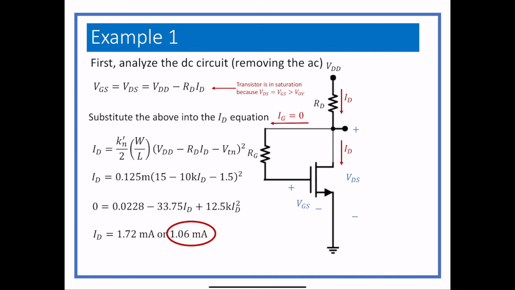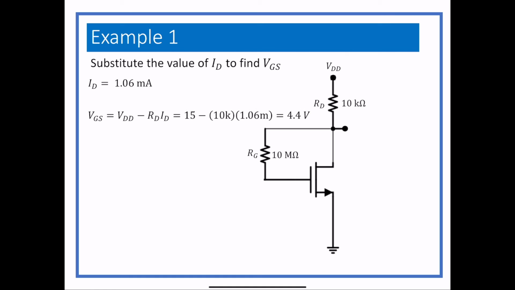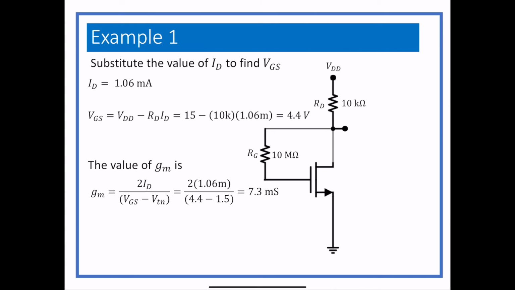Once we find that value, we're going to substitute the value of ID into the equation to find VGS, and we get 4.4 volts for that. So this is good. Now we know ID and we know VGS. We also knew Kn prime W over L as well, but we're just going to use ID and VGS to find the value of gm. So when we do that, we substitute in numbers and we get 7.3.